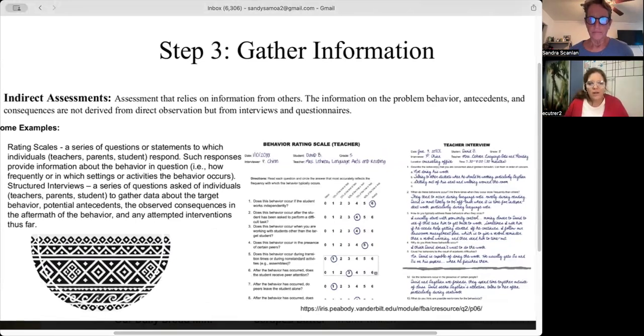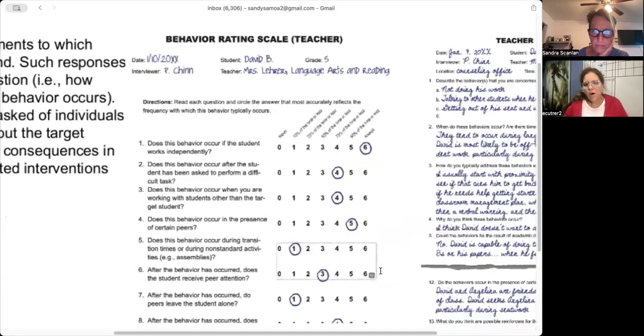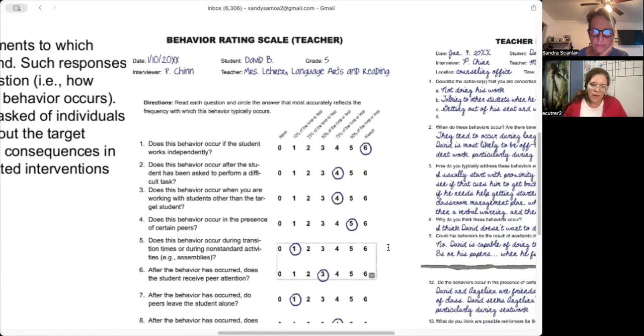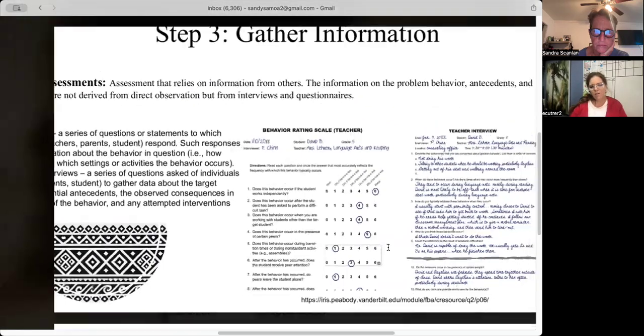You can see here, the rating scales might be a series of questions or statements to which the teacher, parent, or student responds. You can see these are examples. Those of you who work in an educational system or in some sort of daycare are probably familiar; you've probably been asked to fill out one of these scales on a student with behaviors. So that's what that typically looks like. That's the indirect assessment. And then you have the direct assessment.